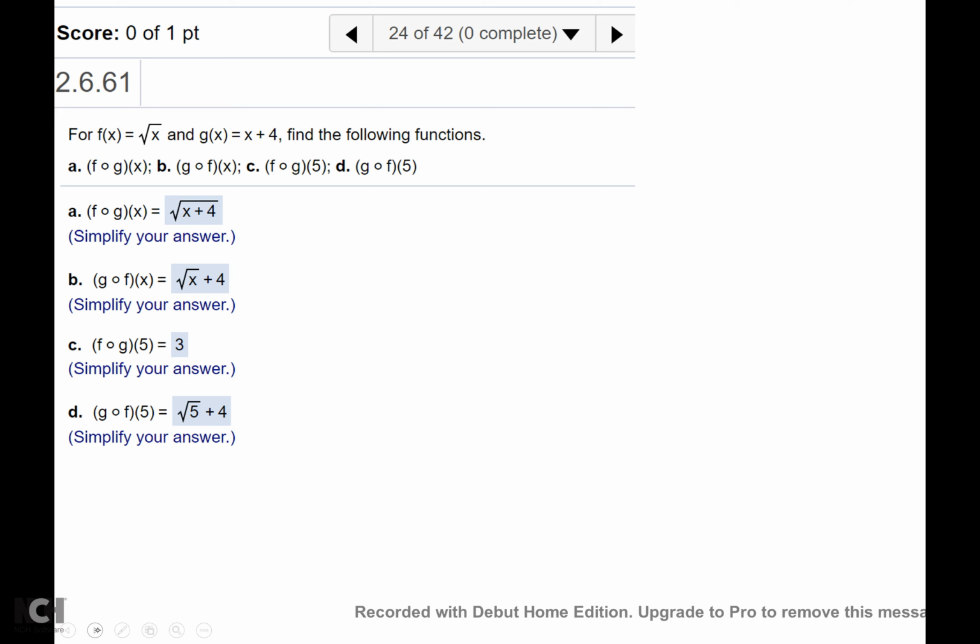They want the same directions, but they're just giving us different functions. So to find f of g of x, inside parentheses first, find f of the g function, which is x plus 4. So that says copy the f function, which says the square root of whatever you brought, and I brought x plus 4, which I can't simplify, so that's f of g of x.